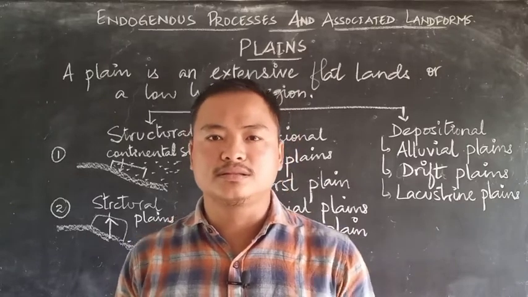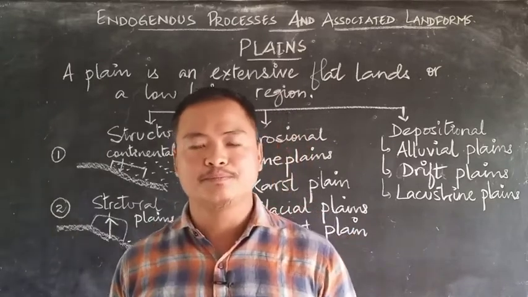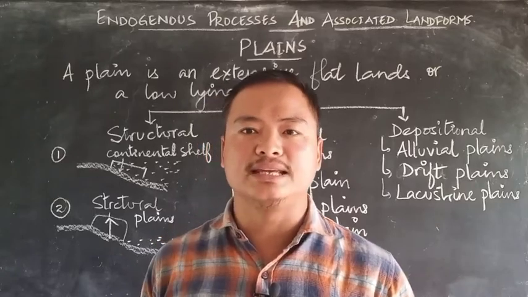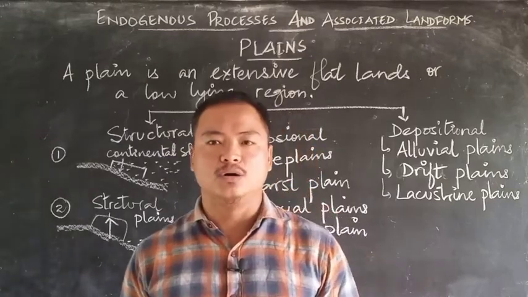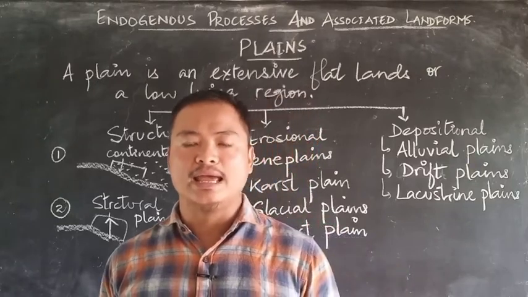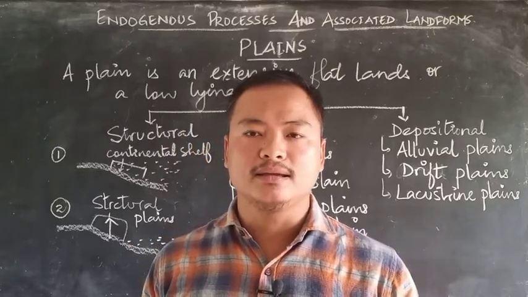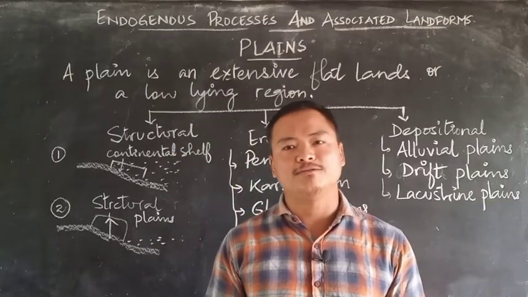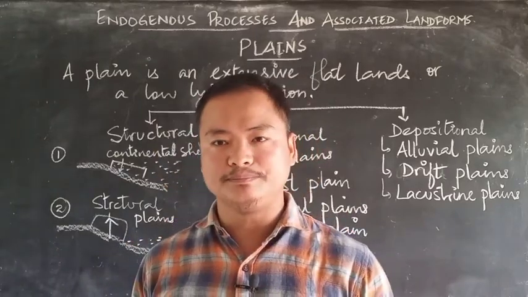Lacustrine plains, the third type of depositional plains, is formed at the base of a lake. Usually, a lake is a low-lying region where the water channels in or comes out of it. So, the river flowing into a basin or a depressional basin results in the depositions being made at the base of that basin. And as time passes by, when the water completely evaporates out of that basin, or it's completely washed out, the sediments that are formed at that basin result in the formation of plains that we call lacustrine plain.